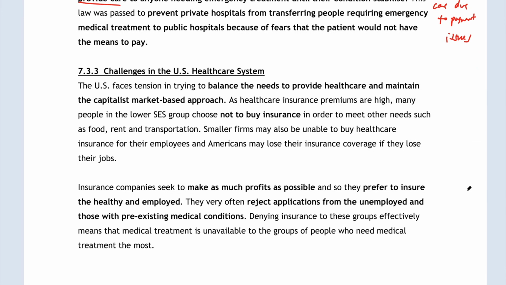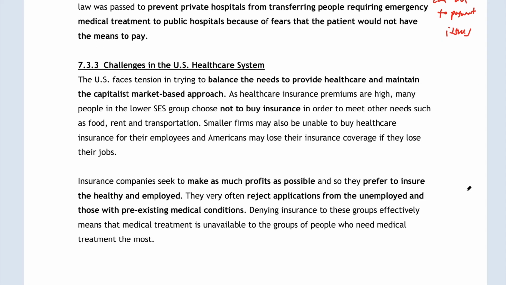So there's one more. You'll learn about it in a moment. It's called Obamacare, or more officially the Affordable Care Act.